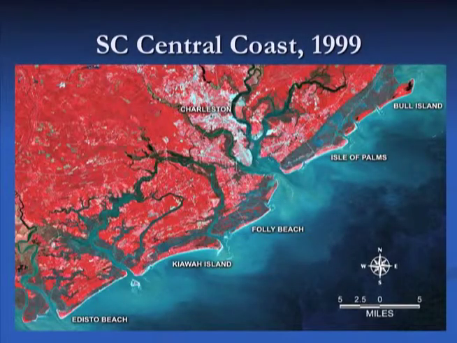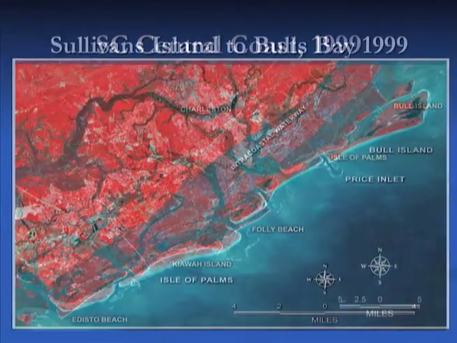This is a look at the coast of South Carolina, and we're going to look at a very fundamental principle of barrier islands, and that is inlets and inlet dynamics. So we start with Bull Island, Isle of Palms, Folly Beach, Kiawah, Edisto Beach. Now, we're going to look at this in a little more detail.